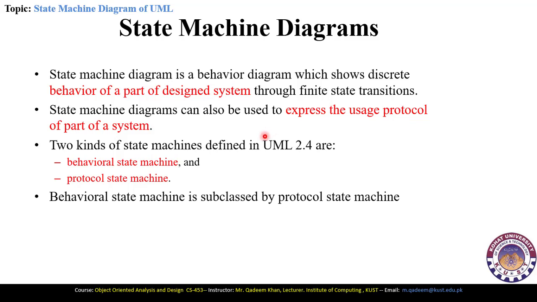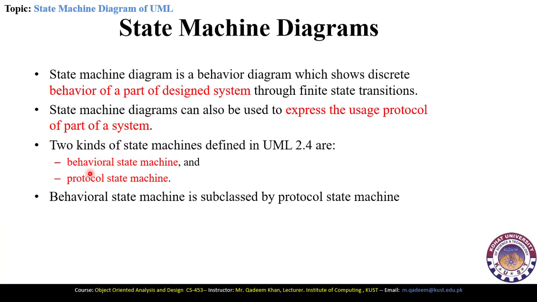Now in UML 2.4, which is the standard UML, currently we are using version 2.4 of the UML, and 2.5 is still coming with new upcoming features. There are two types of state machine diagram. One is called the behavioral state machine diagram, and the other is called the protocol state machine diagram. I will provide you the differentiation between the behavioral state machine diagram and the protocol state machine diagram in the meanwhile.